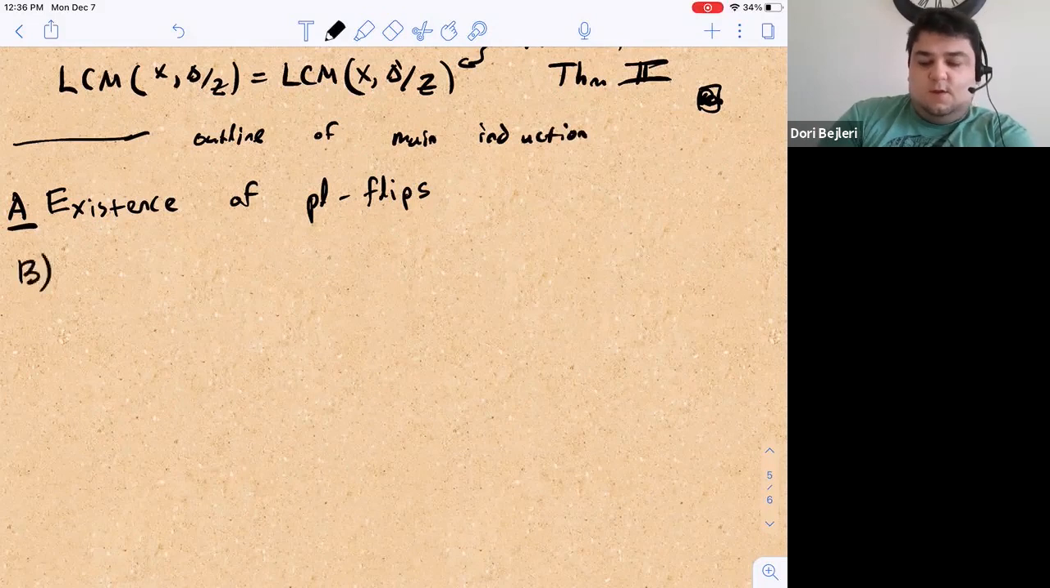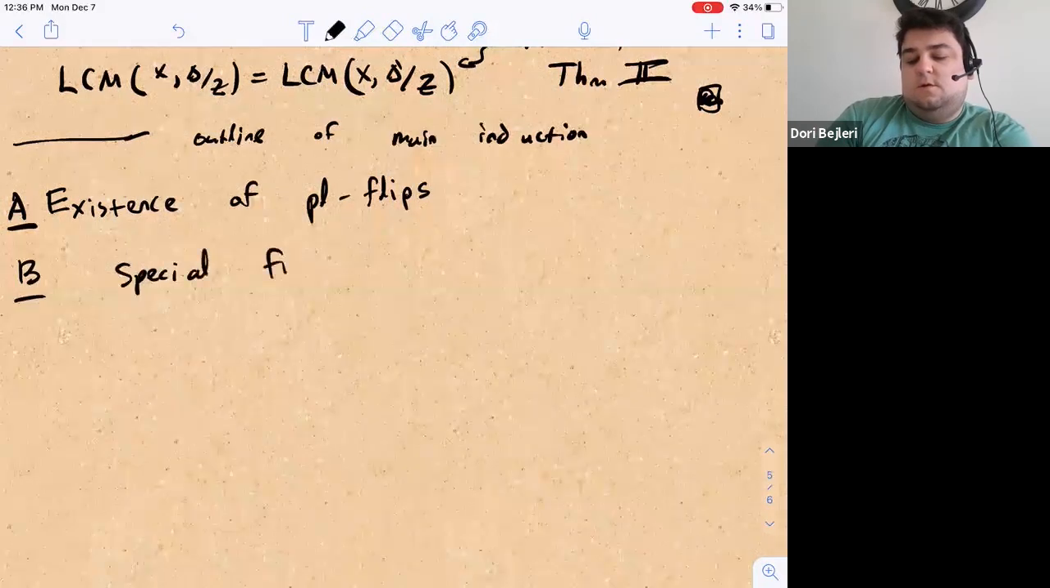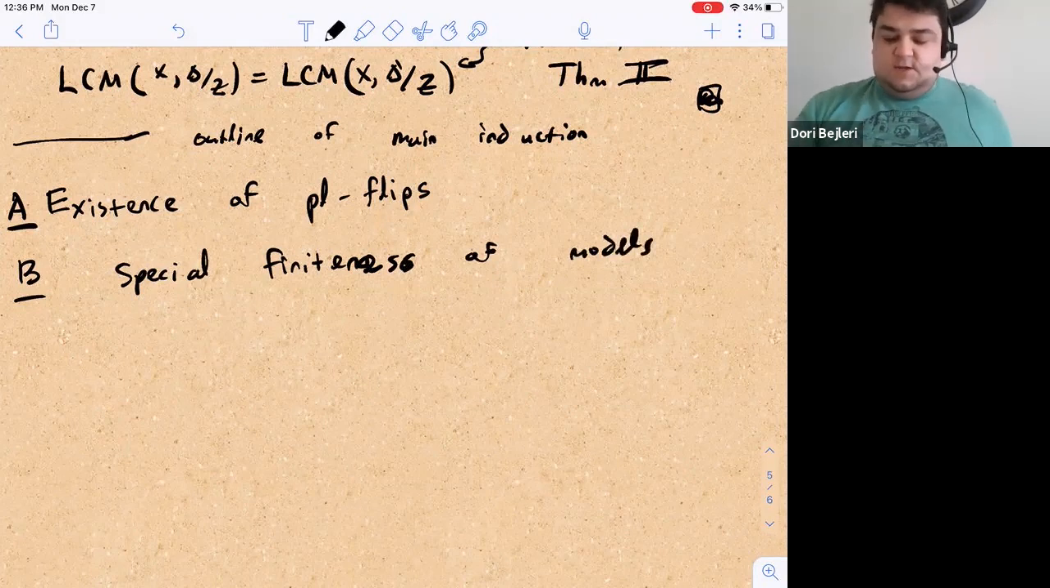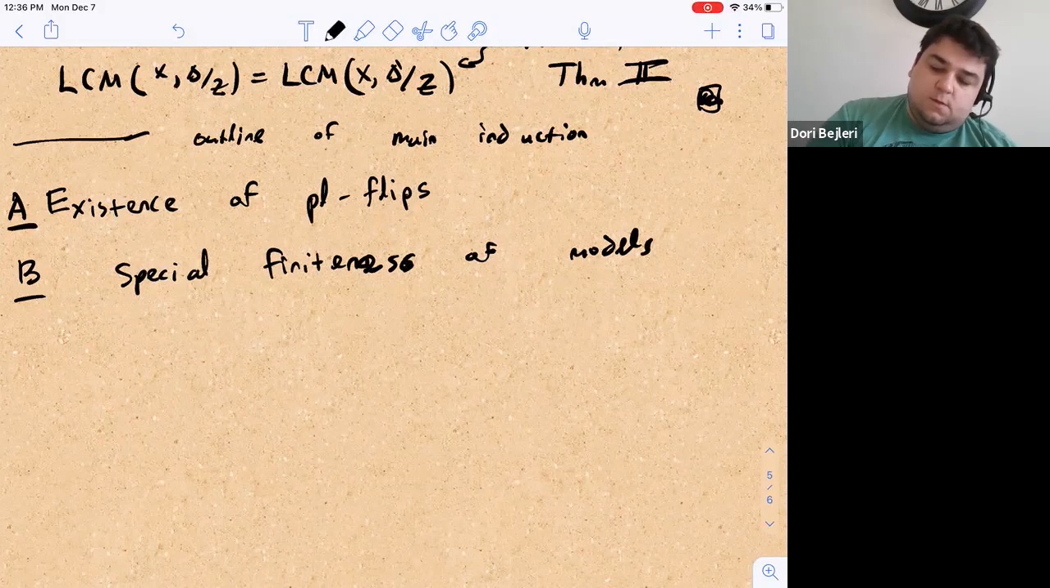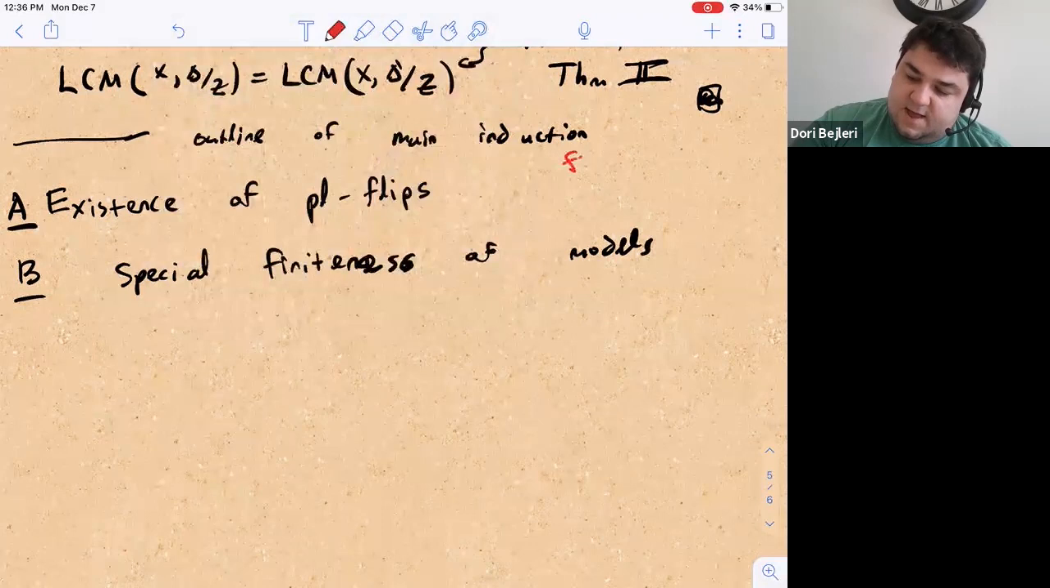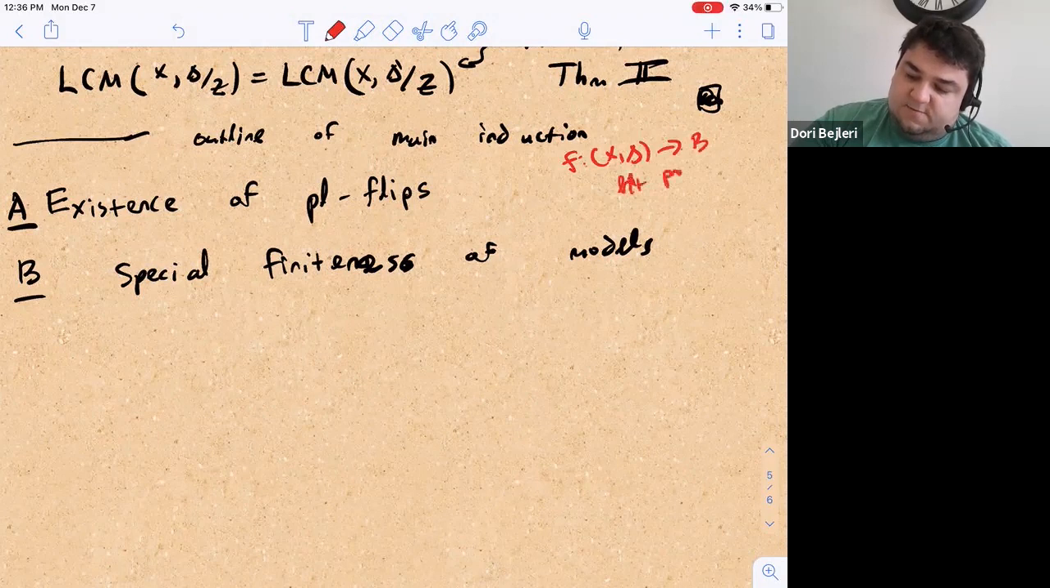Theorem B is what they call special finiteness of models. Okay, so what's roughly the setup here? Everywhere we'll have the same general assumptions, that f from (X, Δ) to B is a KLT pair projective over B.